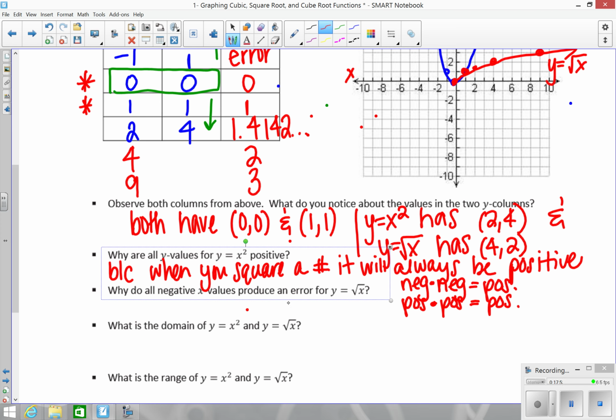And why do we get an error when we plug in a negative number into the square root? That's because you can't take the square root of a negative number. It's not in the domain. You'll get what we call an imaginary number. So, it will produce an error for y equals the square root of x because you get an imaginary number, which is a non-real number.